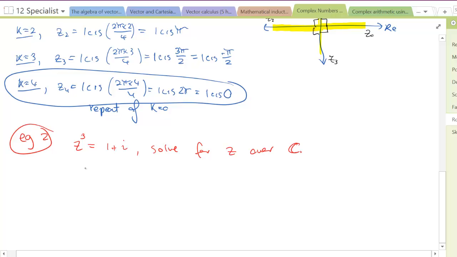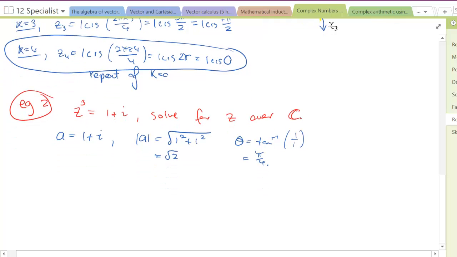Okay, so if we look at a is equal to 1 plus i, we know the modulus of a is equal to the square root of 1 squared plus 1 squared, which is the square root of 2. The argument is in quadrant 1, so it's nice and easy. It's arctan of 1 on 1, which is pi on 4. So now when we set this up, we've got z cubed is equal to root 2 cis pi on 4 plus 2 pi k.